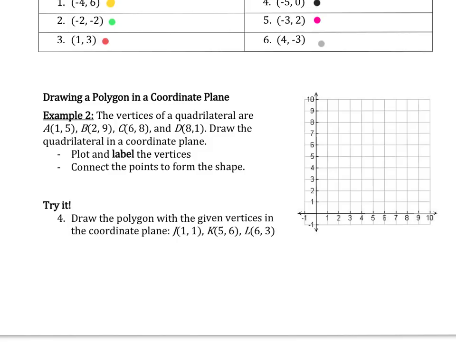So for the first one, point A, they're telling us that it is at 1, 5, so I'm going to go over 1 up to 5. Make sure I'm labeling this as A. It's a little chunky, but that's okay. For B, I have 2, 9, so again, going up here, again, labeling it as B. C, 6, 8, C, and D, 8, 1.